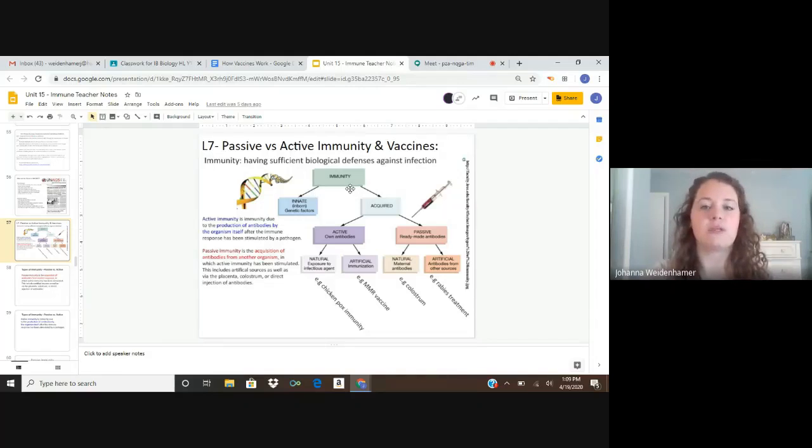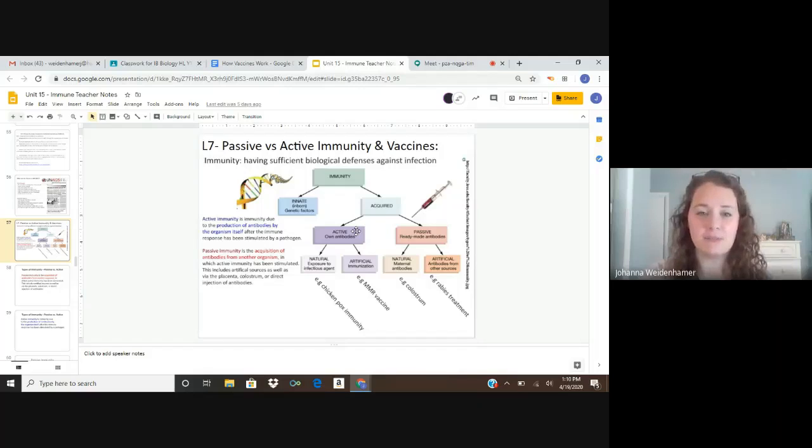What's going on? So we know we have immunity, and immunity itself can be split up into two categories. So we have innate immunity and acquired immunity. Innate, you can think of as already inborn genetic factors, it's already there in the person's body. But acquired immunity can be split up into two different sections, and that is active versus passive immunity. So today we're going to be taking a look at the difference between active and passive immunity and what's going on between the two.